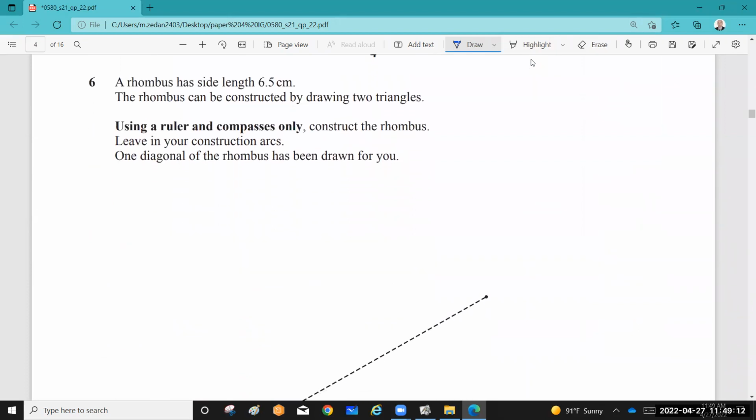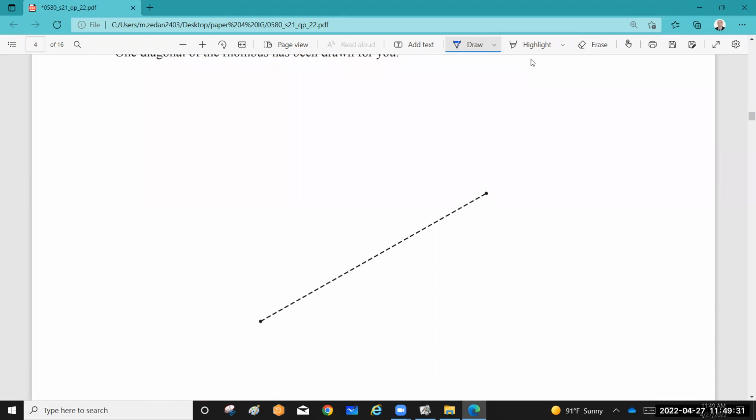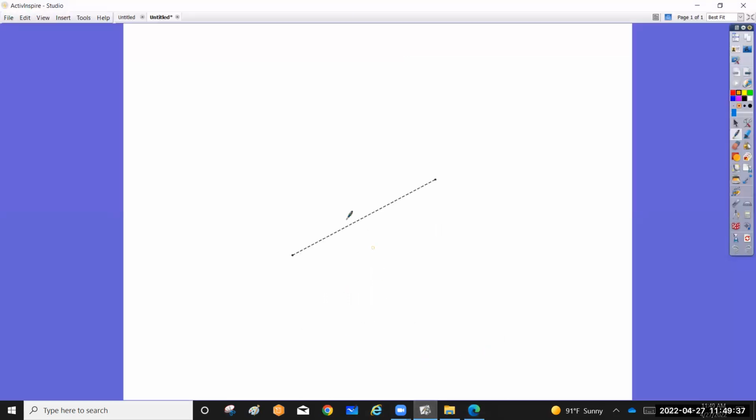Question number 6. A rhombus has a side length of 6.5 centimeters. This rhombus can be constructed by drawing 2 triangles using ruler and compass only. Construct the rhombus, leaving your construction arcs. This is considered one of the diagonals.